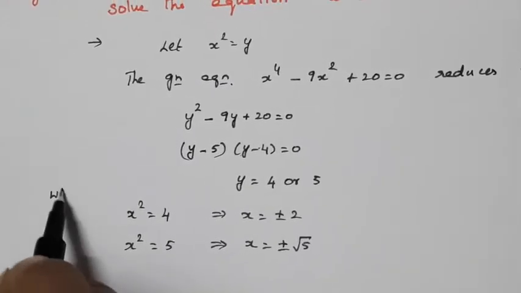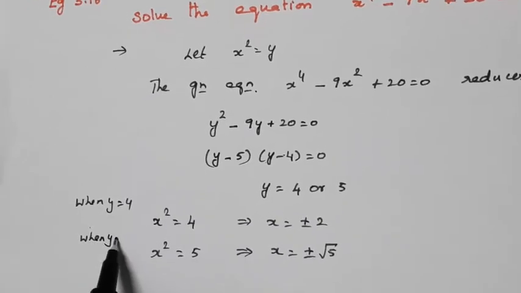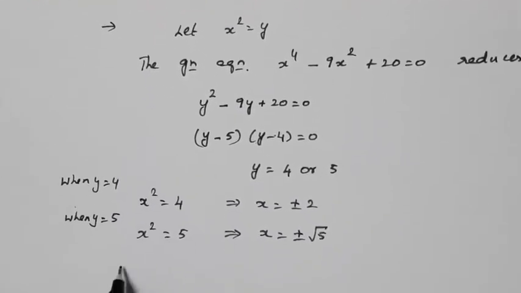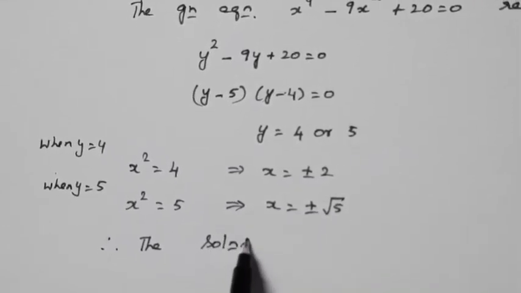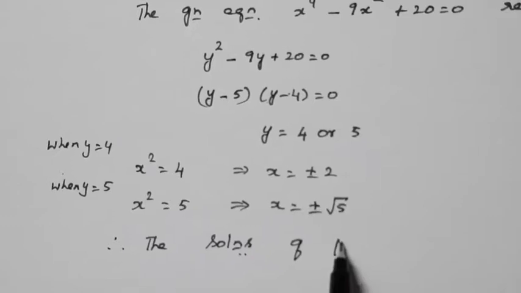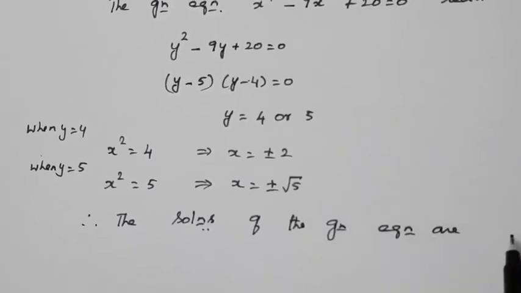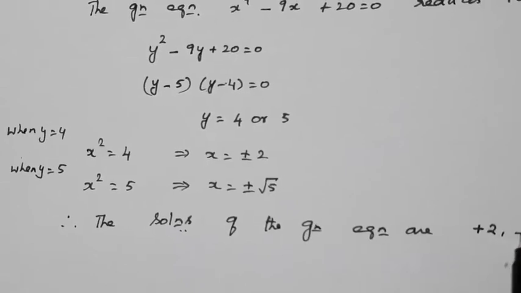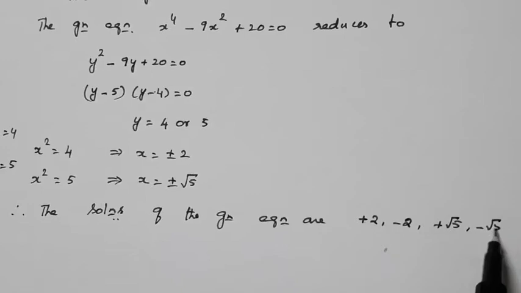So here, this case is when y is equal to 4, and this case is when y is equal to 5. So what are the four solutions? The solutions of the given equation are plus 2, minus 2, plus root 5, minus root 5.